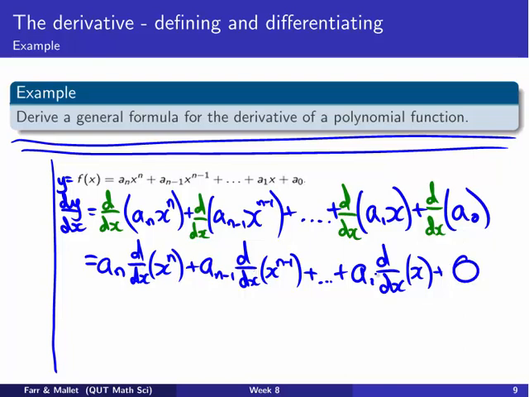Next, we've got a whole bunch of derivatives of x to a power. And remember, the derivative of x to a power is found by pulling the power out the front as a multiplier and reducing the power by 1.